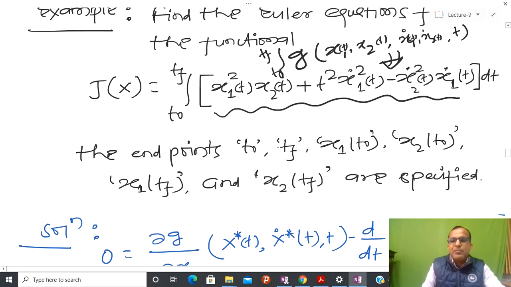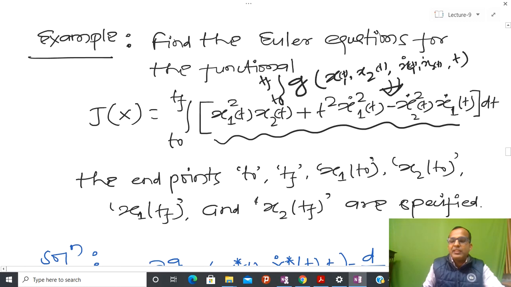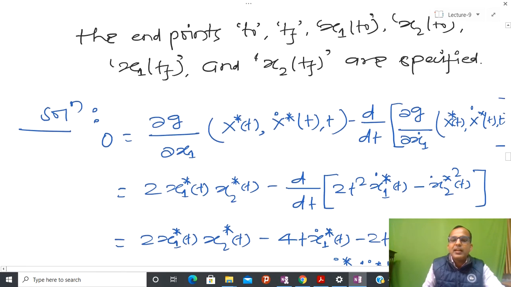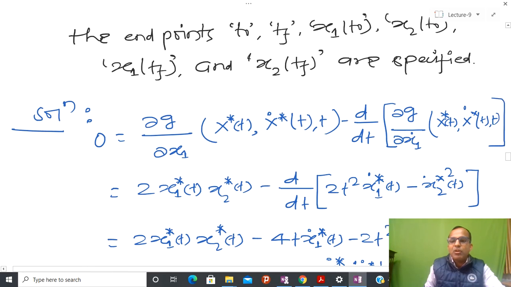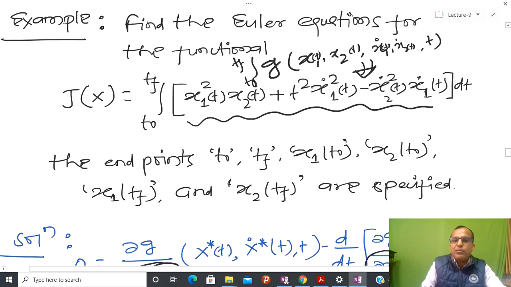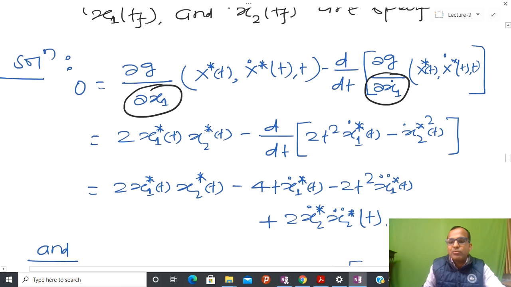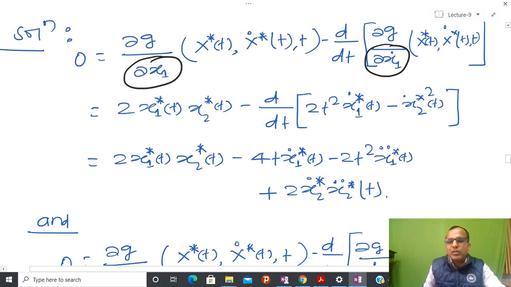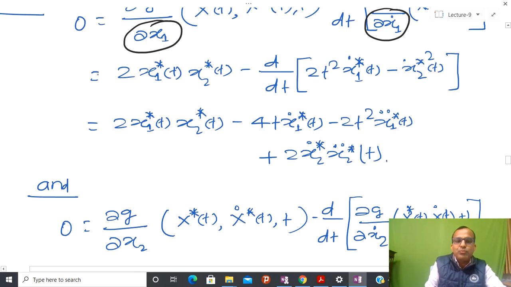Now here the end points are both specified, that is given. Then we have to find the Euler equation. So I just have to find the Euler equation, and that is pretty easy. Dou g by dou x1, and after that dou g by dou x1 dot. I have told you that since 2n equations come into the picture, please check the arguments. Here you can see that this particular function contains arguments in terms of x1 and x1 dot. So one equation will come in terms of x1 and x1 dot, and after solving that, you have to put it equal to 0.